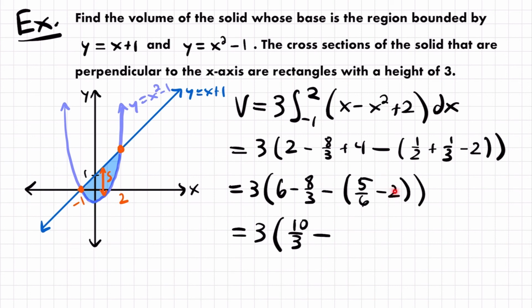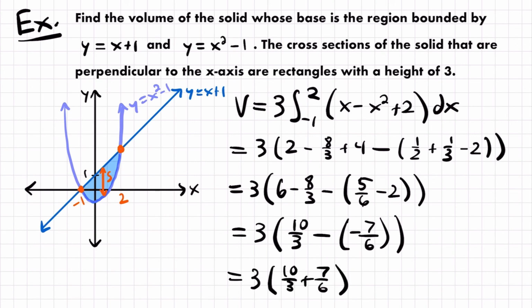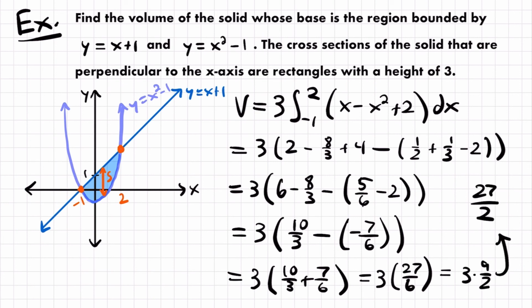And 2 would be 12/6. And so 5 minus 12 is negative 7. And so we have negative 7/6. And then that will be equal to 3 times 10/3 minus 7/6. And 10/3 would be equal to 20/6. And so 20/6 minus 7/6 would be 13/6. And so we have that this is equal to 3 times 13/6. And that is equal to 39/6, which reduces to 13/2. And so this is equal to 3 times 9/2, which is equal to 27 divided by 2, or 27/2.